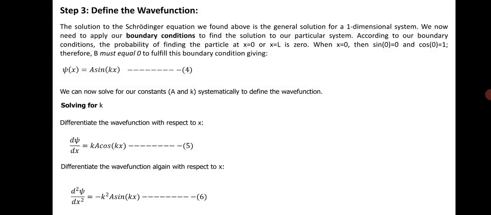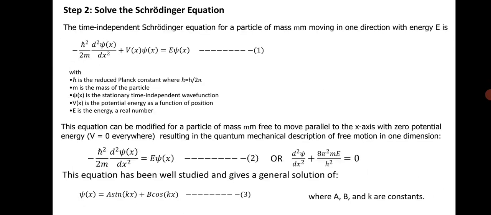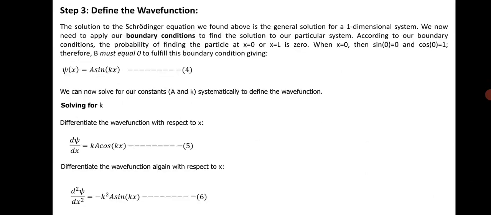So when x is equal to 0, sin 0 is equal to 0 and cos 0 is equal to 1. Therefore, b must be equal to 0 to fulfill the boundary conditions. Okay, so if b is equal to 0, then only the boundary conditions can be applied in equation 3. Therefore, psi of x becomes equal to a sin kx because b is equal to 0.